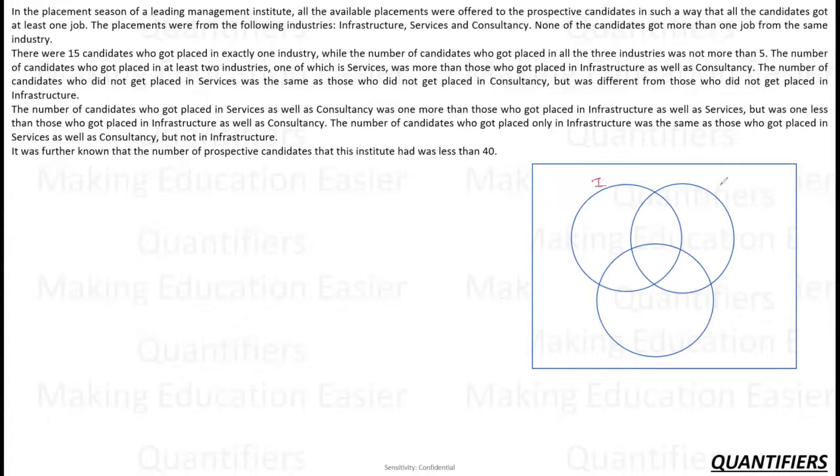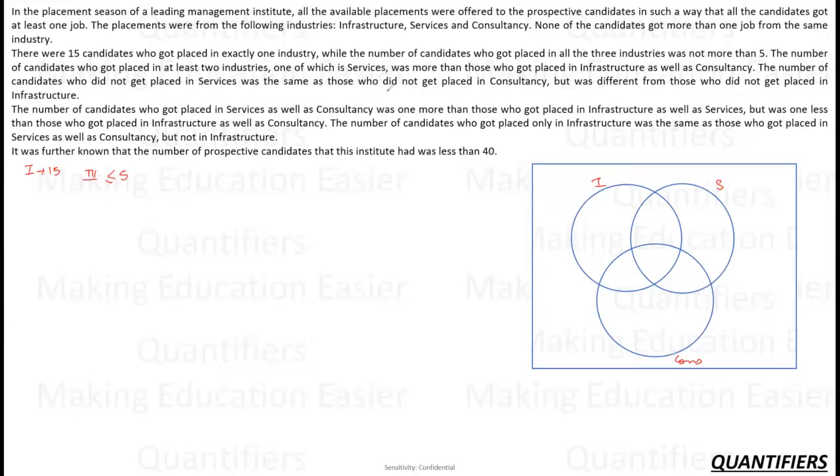लिख लेते हैं अपने पास। इंफ्रास्ट्रक्चर है, सर्विसेज है और कंसल्टेंसी है, ये तीन तरह की चीजें हैं अपने पास। अब सबसे पहले देखते हैं, there were 15 people who placed in exactly one industry, यानी ओनली वन वाले 15 हैं, while the people who got placed in all the three industries were less than equal to 5, ठीक है। The number of candidates who got placed in at least two, out of which one is services, was more than those. Okay, अभी तक variables assign नहीं किए हैं तो उसको छोड़ देता हूँ मैं लाइन को.